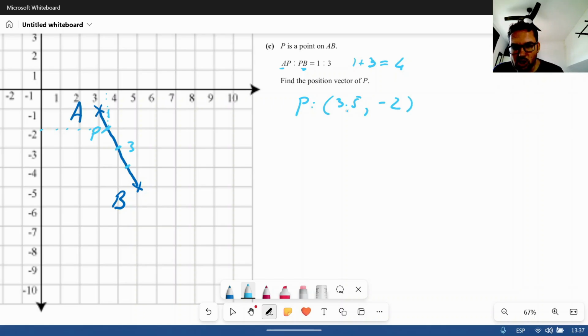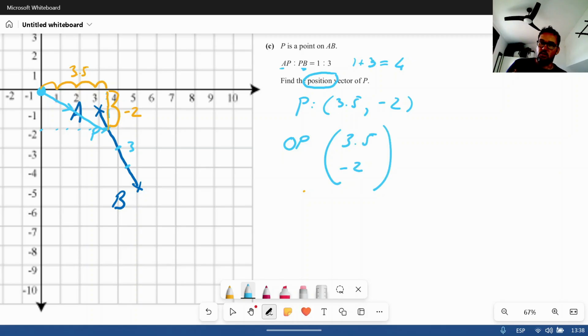Now it says find the position vector. This means the position is where you start from the origin, the beginning. The origin here, of course, is there. So the position vector is, how do we get from here to there? This is the position vector of P. We'll call it OP, O being the center, the 0, the origin. To get there, we need to move 3.5 to the right, and then 2 down, which is minus 2. Straightforward. The position vector is 3.5 and minus 2.